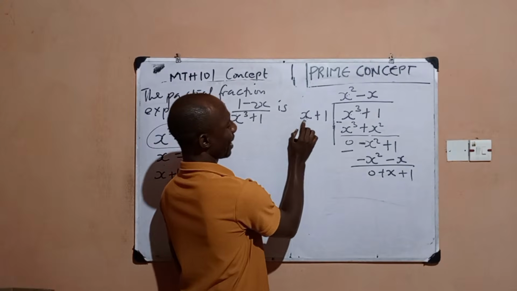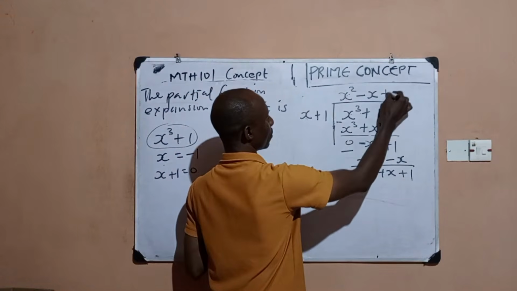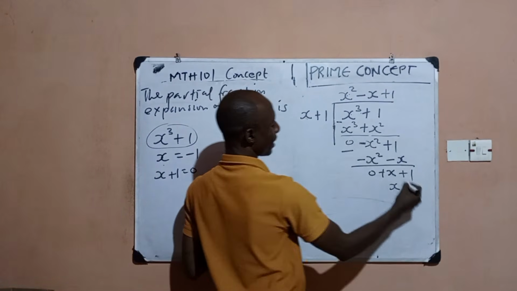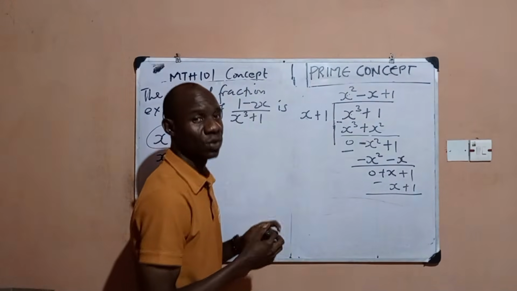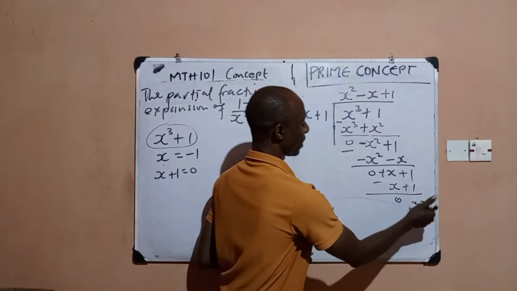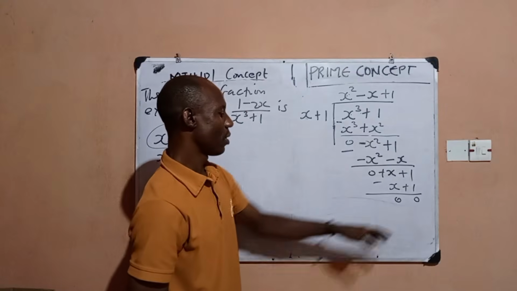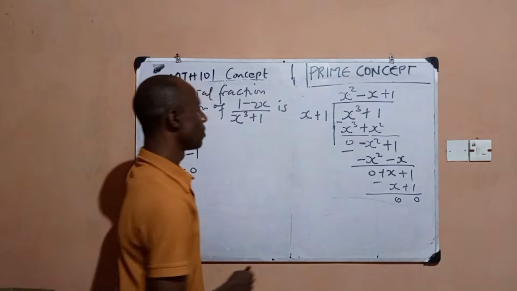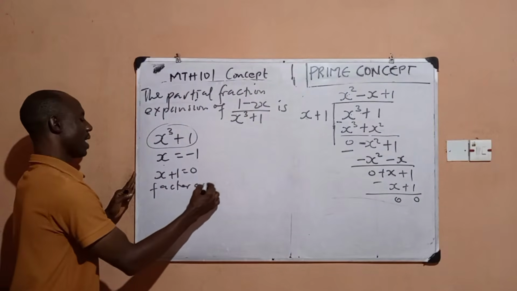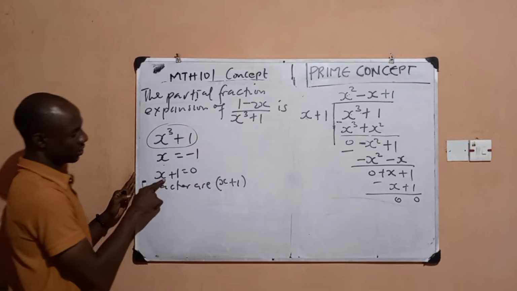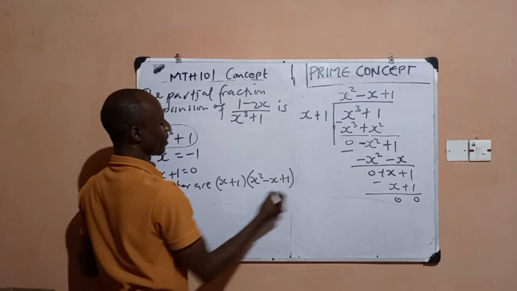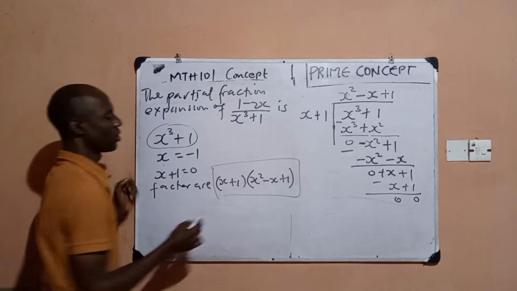Now I'll repeat again. X in x is what? Plus 1. 1 times x is x. 1 times 1 is plus 1. What do I do? Again, I will subtract. X minus x is what? 0. 1 minus 1 is what? 0. The moment you reach 0, or just a number, it means you are done. So it means that my factors are x plus 1, which is this one, and what? This, which is x squared minus x plus 1. So this is my factor. This is what I'll be using to do my partial fraction.